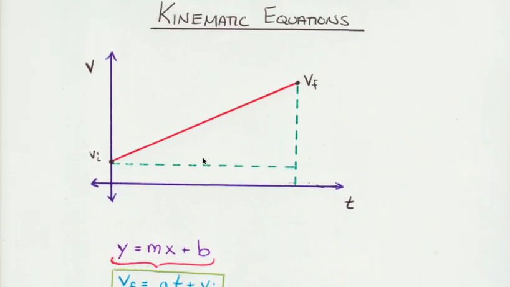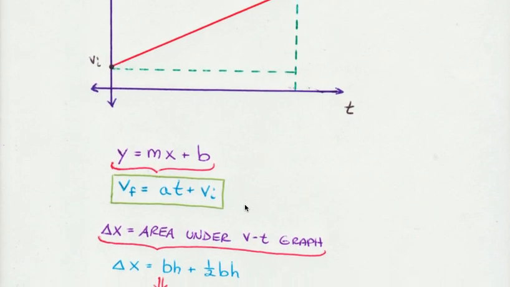So if we look up here, we should hopefully realize that if I want the displacement of this object, I need to find an area, and I have two distinct shapes, the area of this rectangle and the area of this triangle. So all I've done down here is just written that displacement is really the base times height of this rectangle, and 1/2 the base times the height for this triangle.